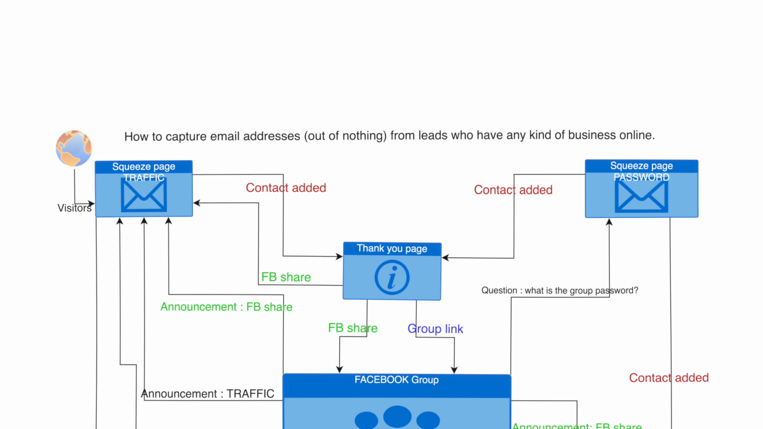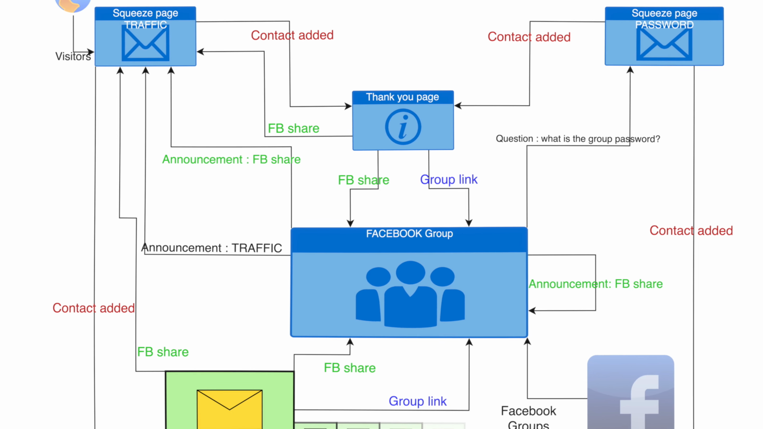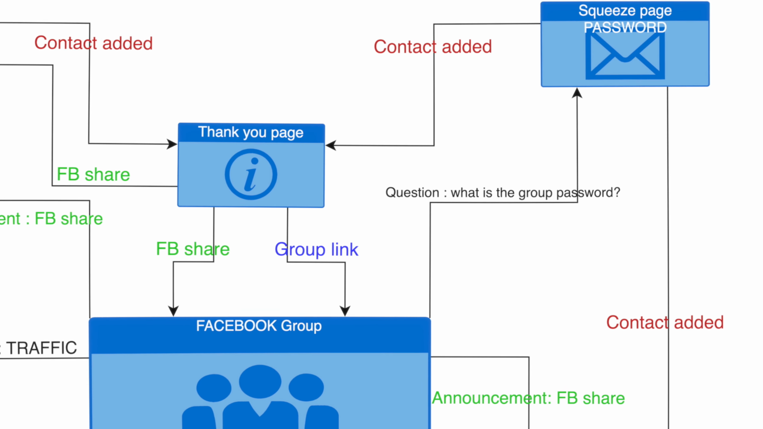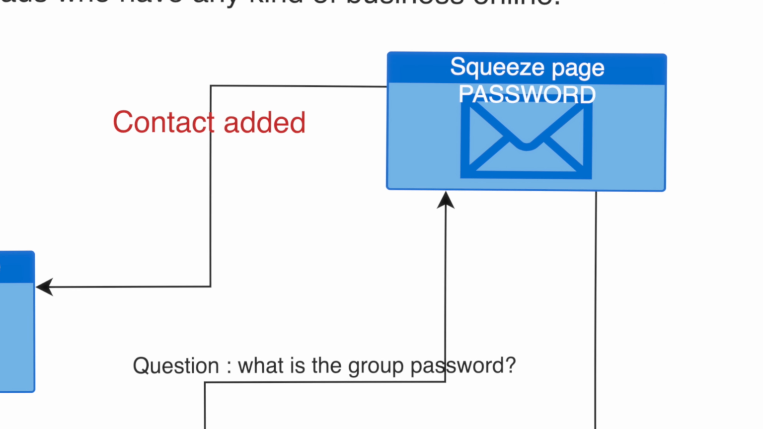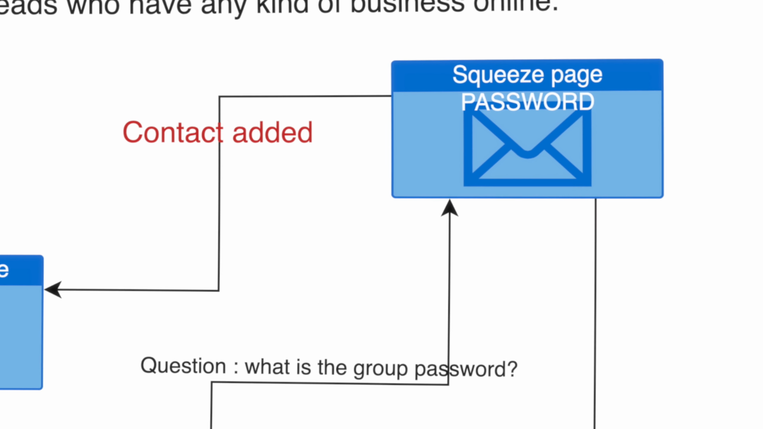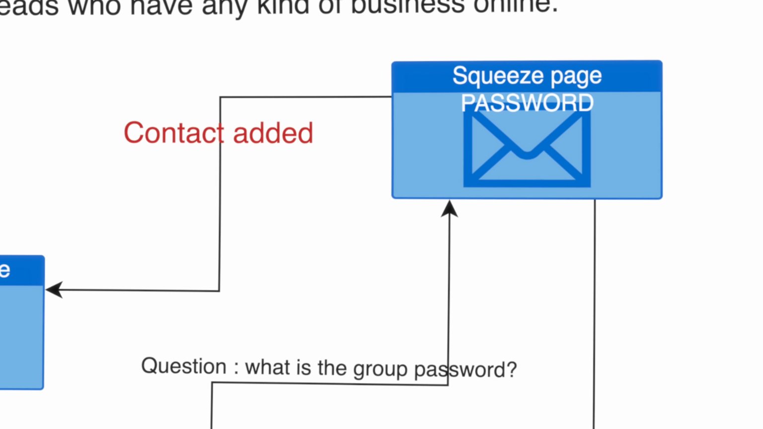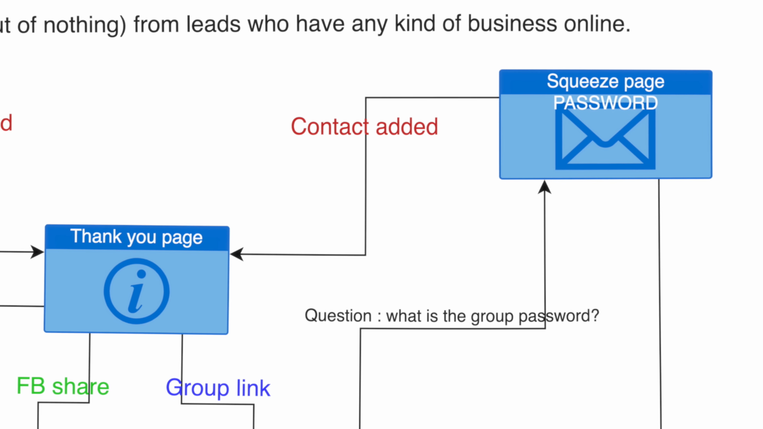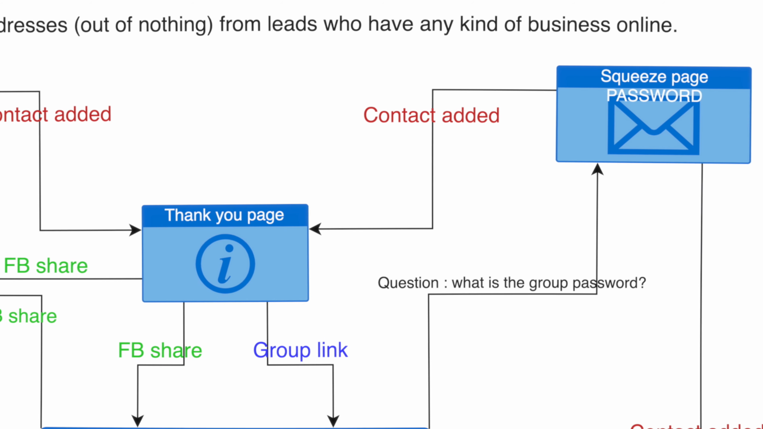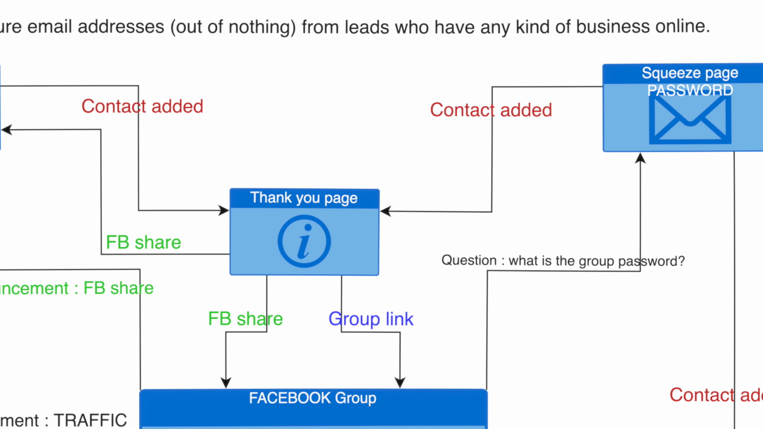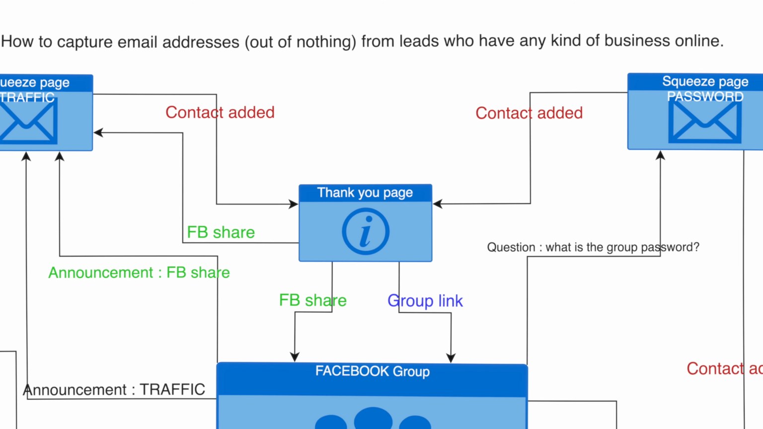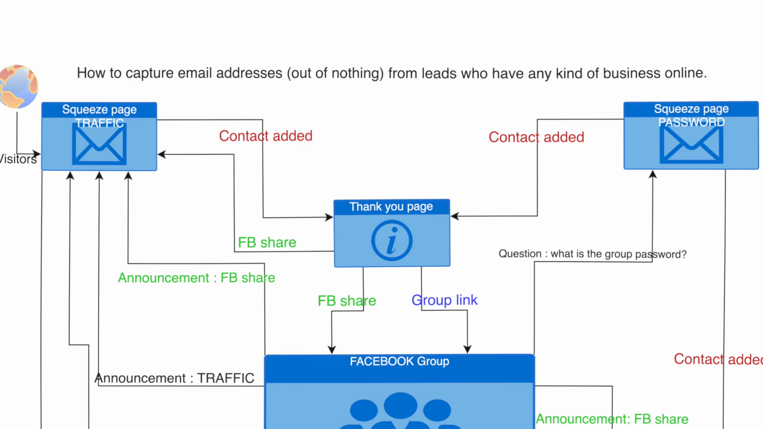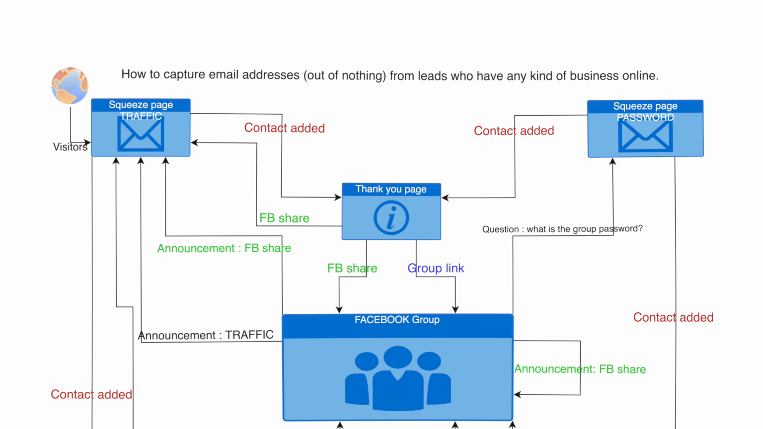So focus on the traffic squeeze page, make it look good. But for the password one, all the traffic will come from the Facebook group to this one. It's just a page saying what is the password for the group, and then they enter their email, and then they will get the password that they can answer the question in the group in order to become members. That's the idea of this password squeeze page. So it's not important. You can do it at the end by simply copying the traffic squeeze page.